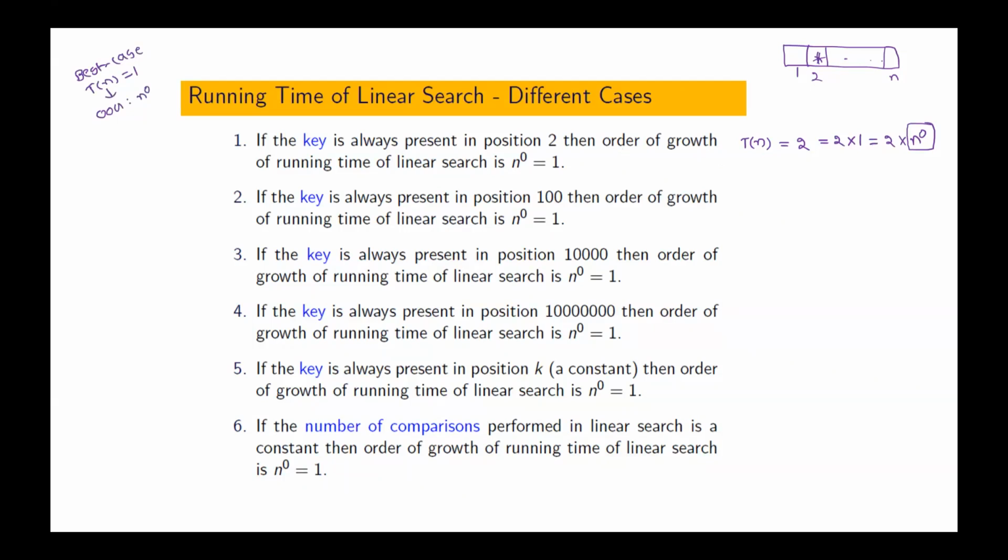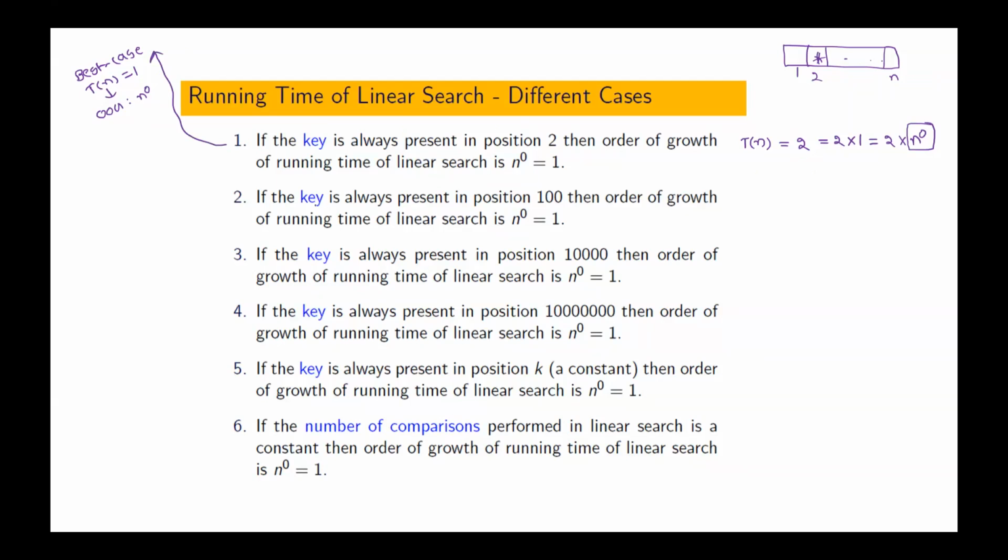Whatever analysis we are doing, everything is asymptotic analysis only. The exact number of comparisons is different, I agree, but asymptotically, both have the same order of growth or not. If the key is present in the second position, the number of comparisons performed is 2, and its order of growth is n power 0, which is the same as constant. Is that correct? Hence, its running time is the same as the best case running time or not? Yes, sir, it is.